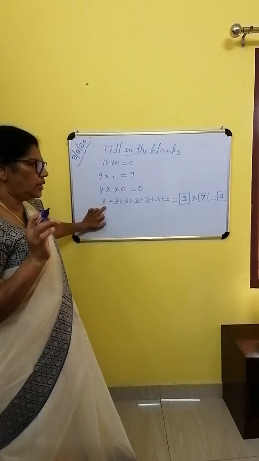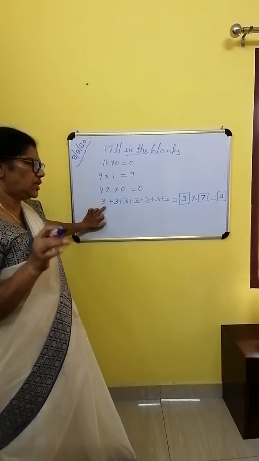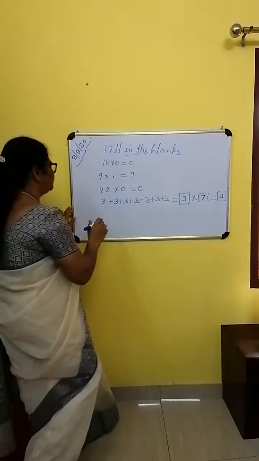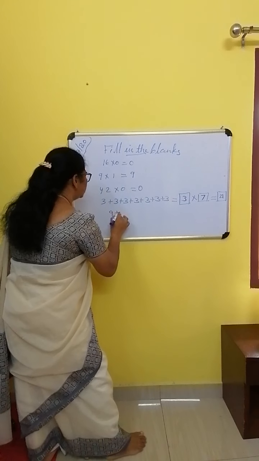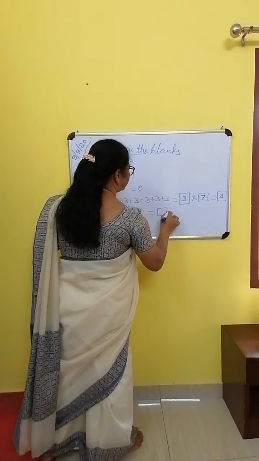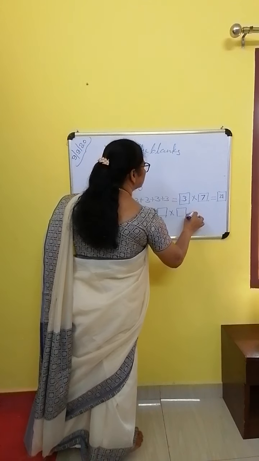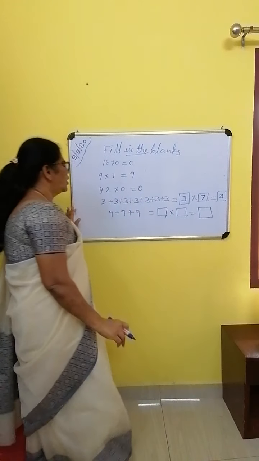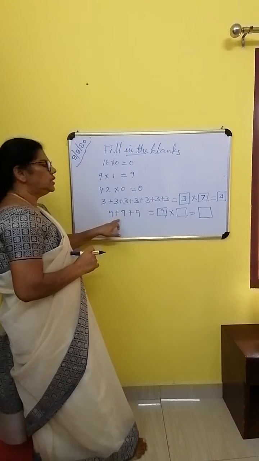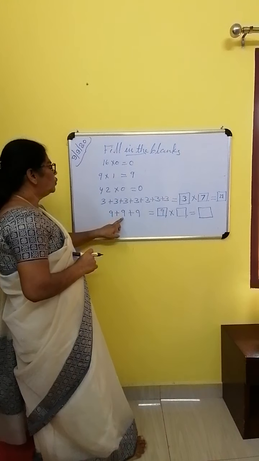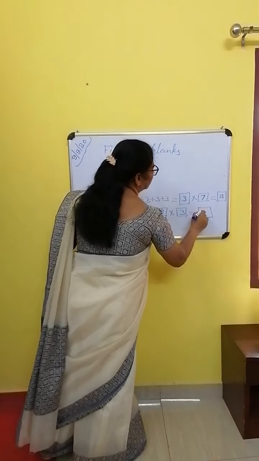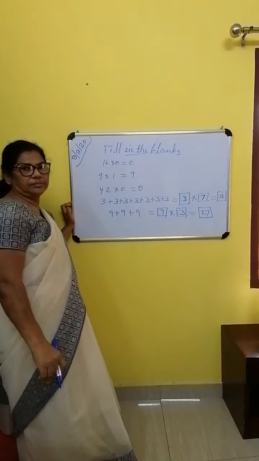What is the number given? Write in the first column. How many times is it repeated? Write in the second column. So 3 into 7. Here 9 plus 9 plus 9 equals. What is the number given? 9. Write in the first column. Then how many times is it repeated? 1, 2, 3. Write that in the second column. Then 9 threes are 27. Understood?